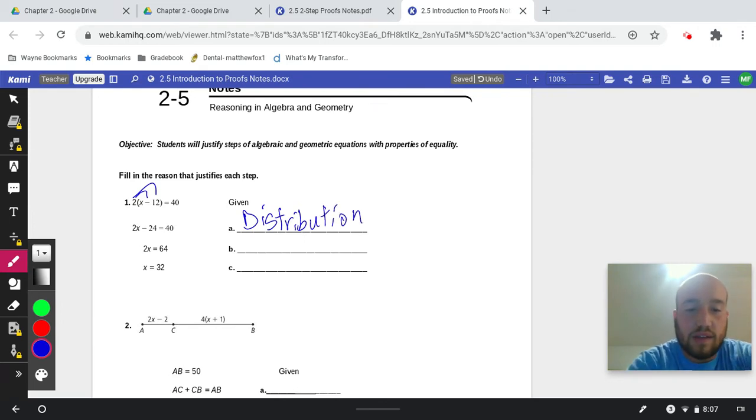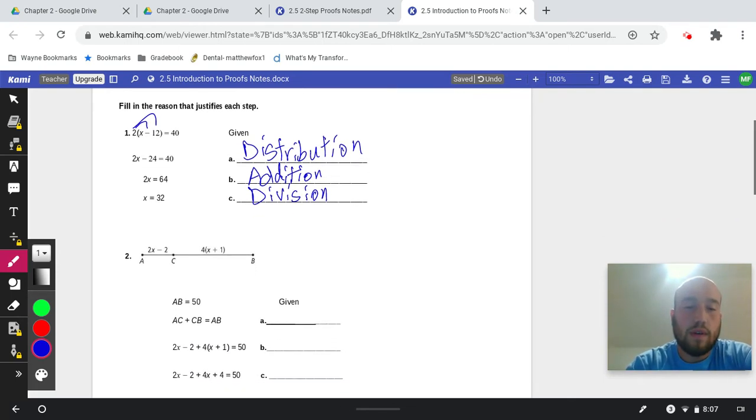Now, to get to the next line, in order to get a 64 over here, they add 24 to both sides. So that one is addition. And our final one here, they divided both sides, so division is our property. So this one was set up with part of it filled in so that we could get an idea of what to do. Once again, that's review. We did that last week. If you still aren't understanding that, please send me an email, reach out, let me know. I can work with you on those.